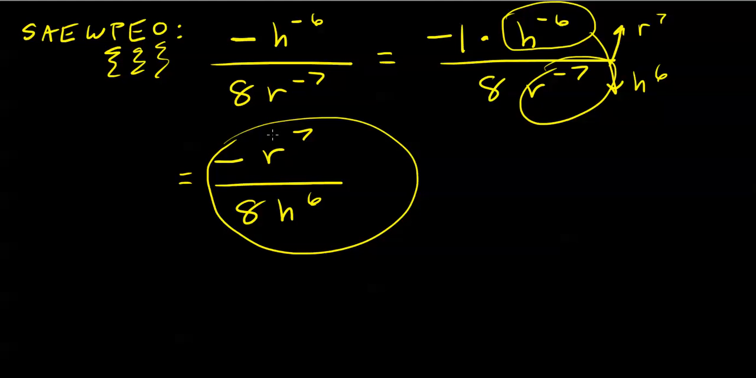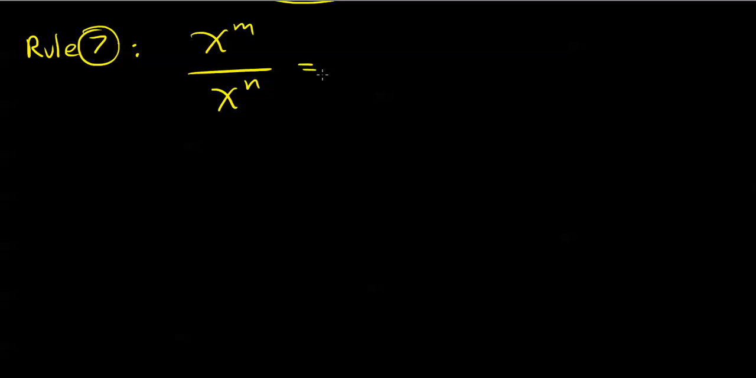Alright, Rule 7. I want to talk about Rule 7 here. Rule 7 is really an extension of Rule 1. Rule 1 says when you multiply the same bases, you add the exponents. Well, you might think that when you divide the same base expressions, you subtract the exponents. Keep the same base and subtract the exponents. We can prove this to you very easily.